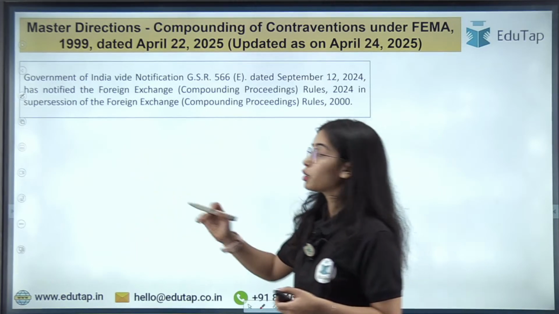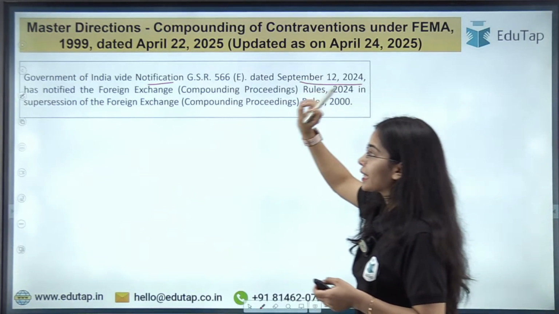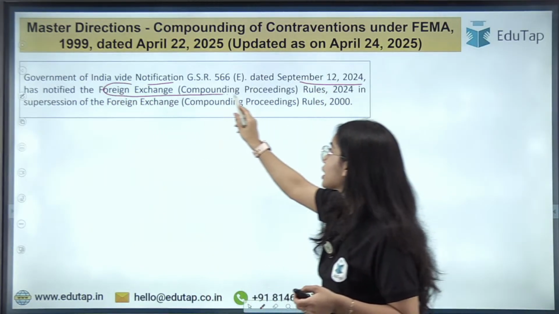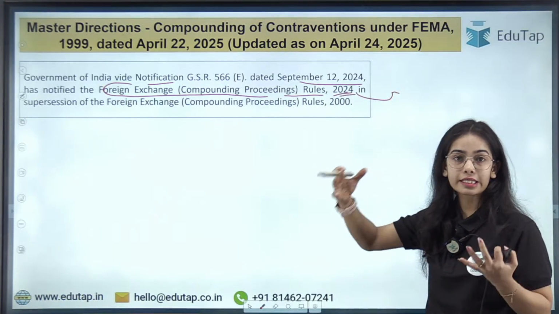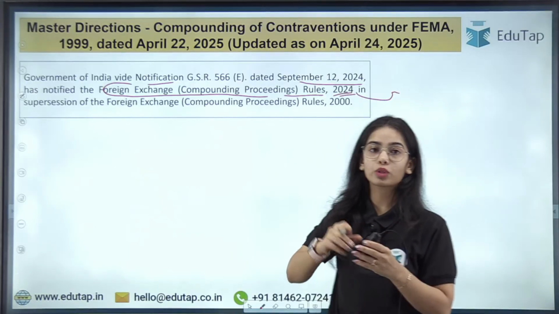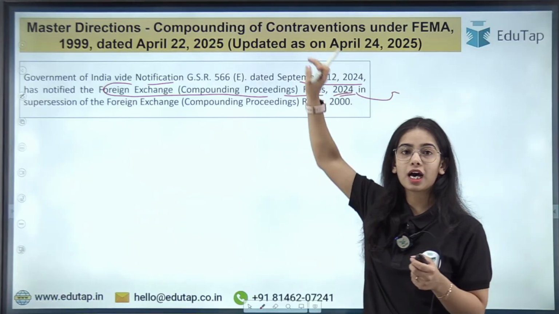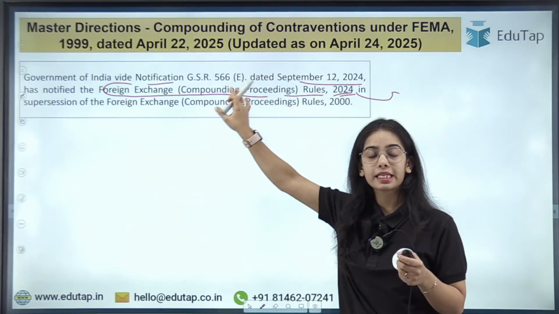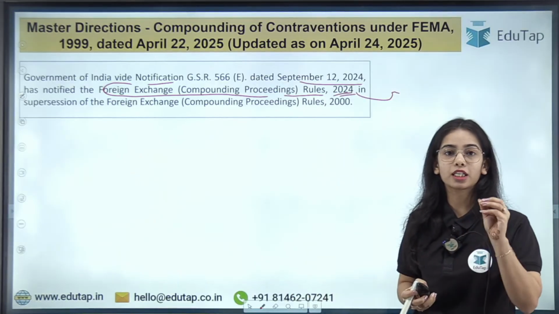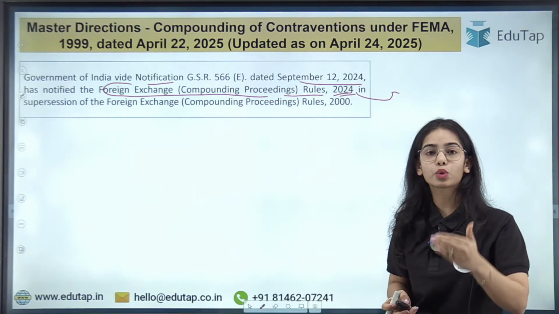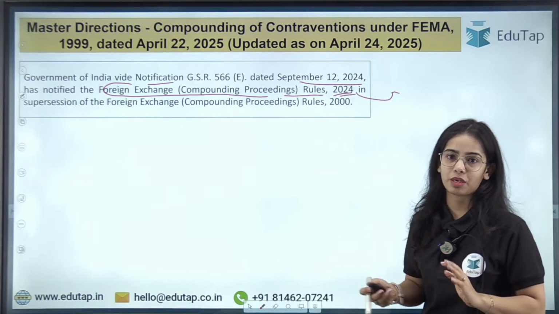Okay. So Government of India vide notification dated September 12, 2024 has notified the Foreign Exchange Compounding Proceedings Rules 2024. So you can understand that the previous rules of 2000 were replaced by the new rules by the Government of India. Okay, and that's why the RBI has released this master direction stating the rules that the RBI will be following. So this is the idea that Government of India has updated the rules for the compounding in 2024, and that's why RBI has released this master direction.